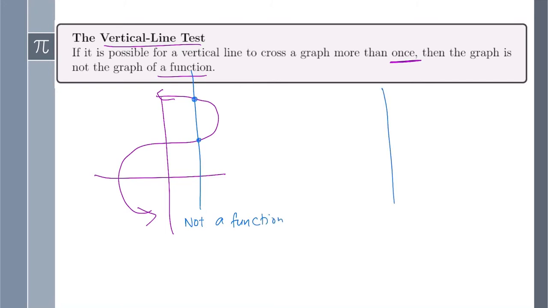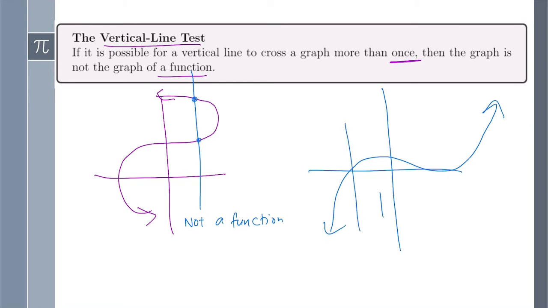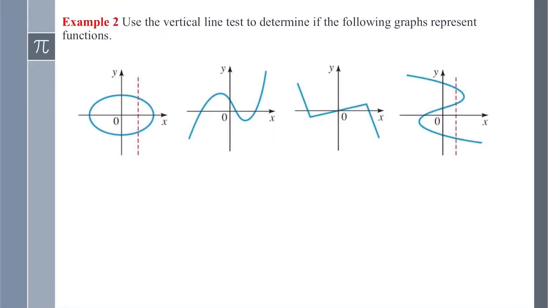But if I have something like this, no matter where I draw the vertical line, it cuts the graph only at 1 point, so this is a function. So that's how we can differentiate between a function and a non-function graph using the vertical line test. Let's look at some examples here. The first one looks like the graph of an ellipse.